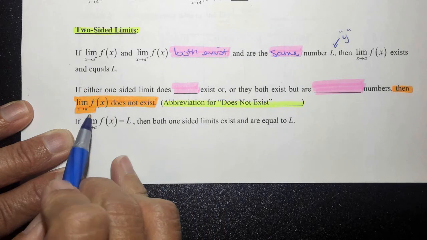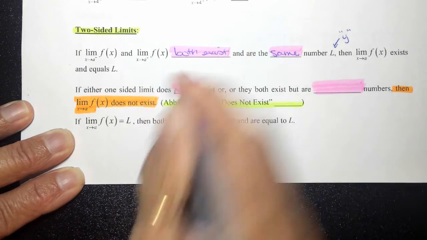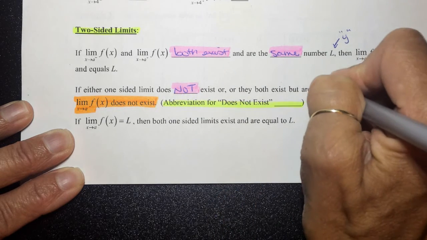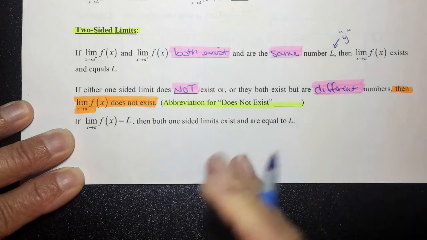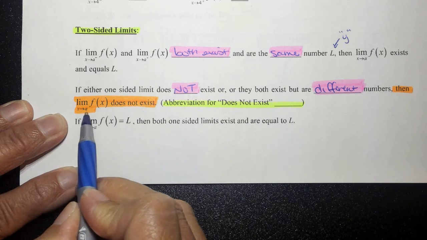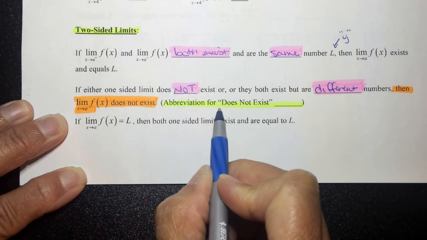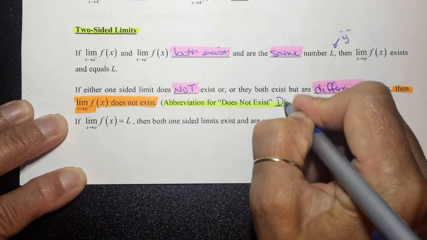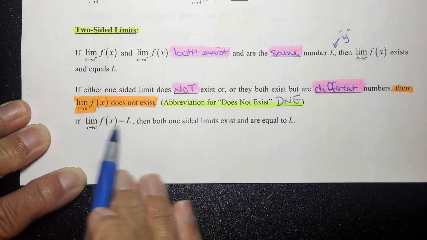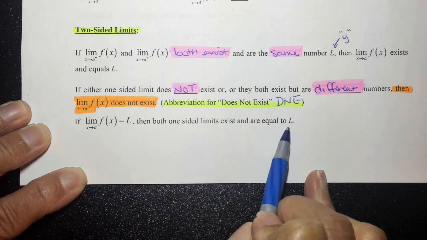Okay, so this is our definition. So if either one-sided limit does not exist, meaning you're coming from the left or the right, or they both exist but are different values, meaning when you approach from the left you get 5 and from the right you get -2, then the limit as x approaches a overall of f of x does not exist. And we will use the abbreviation DNE, does not exist. Okay? So if the limit as x approaches a of f of x is equal to L, then what that means is both one-sided limits exist and they are both equal to the same value L.